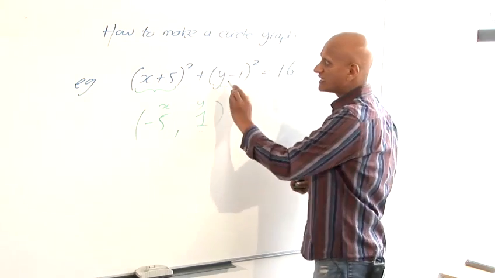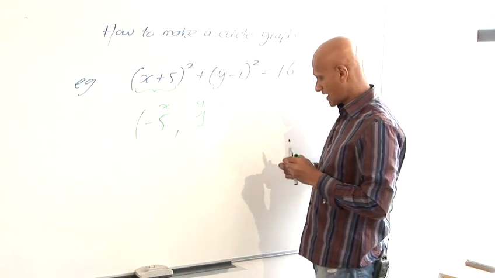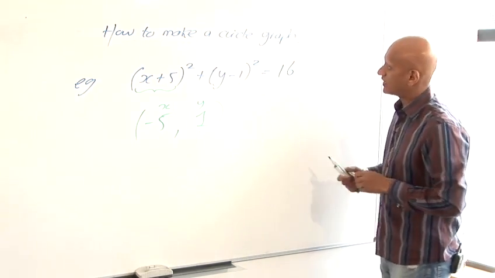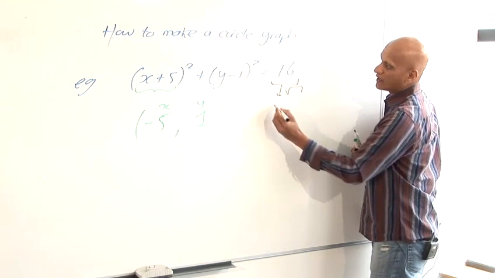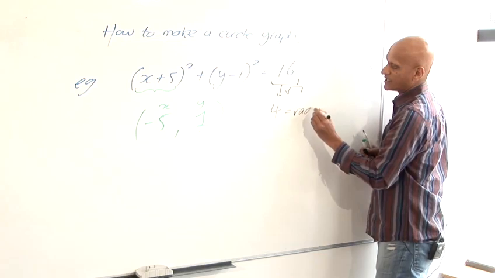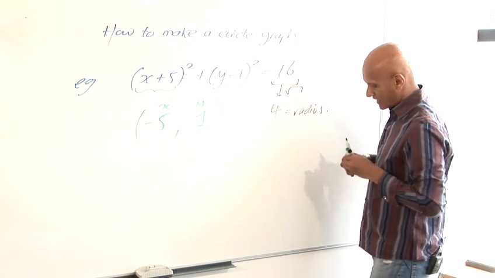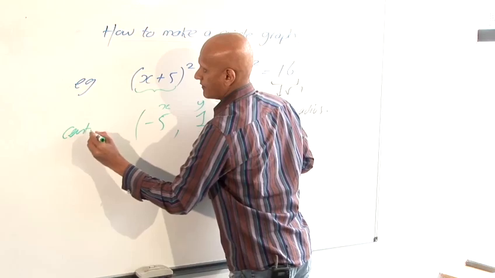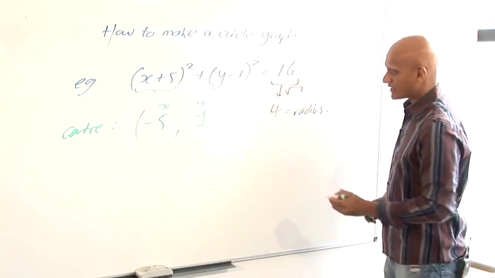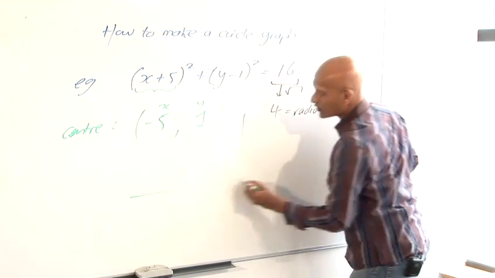So from the brackets you can easily identify the center of the circle. And then I need to find the radius of the circle. To find the radius, all I do is square root that, which is 4, my radius of my circle. So there's my center and there's my radius. And now to graph it, I'm just going to start off with a grid.